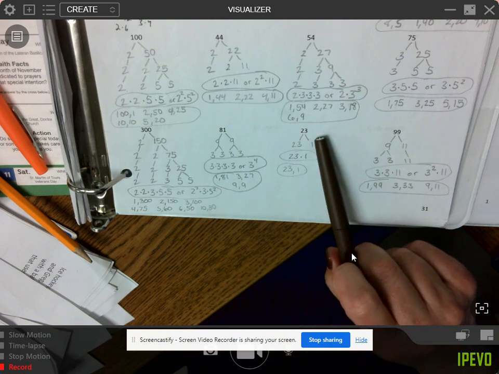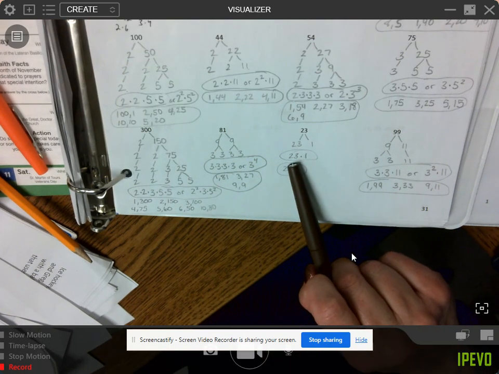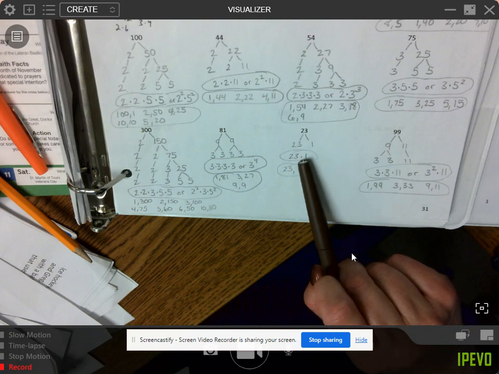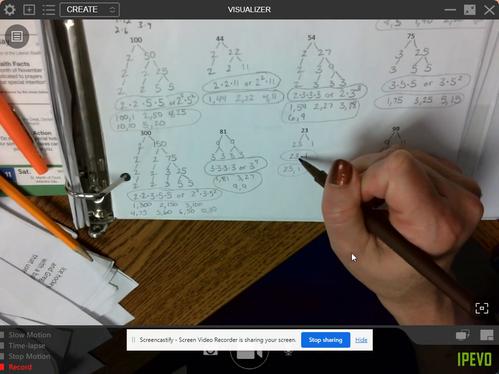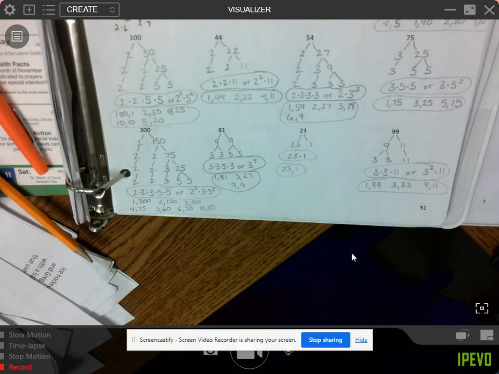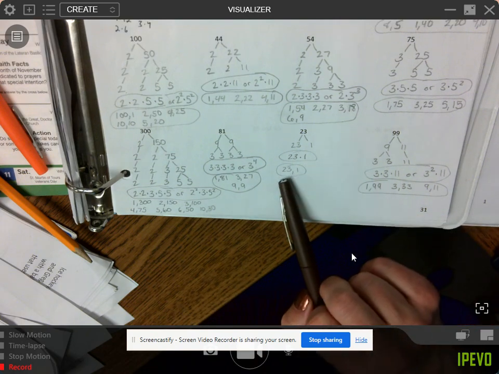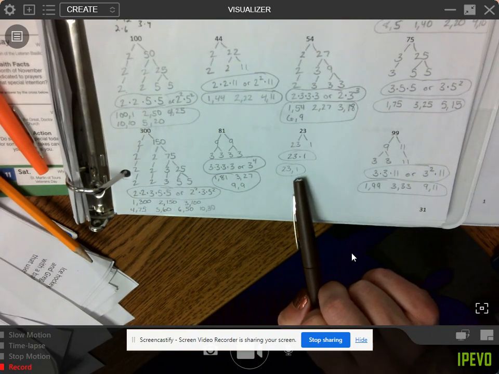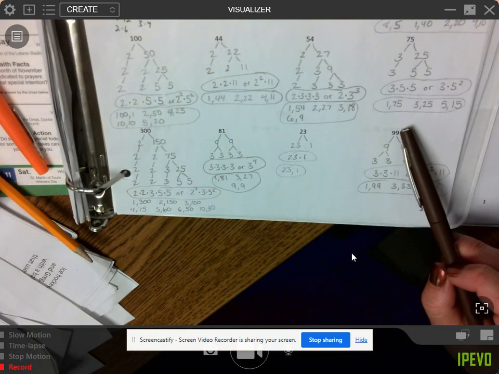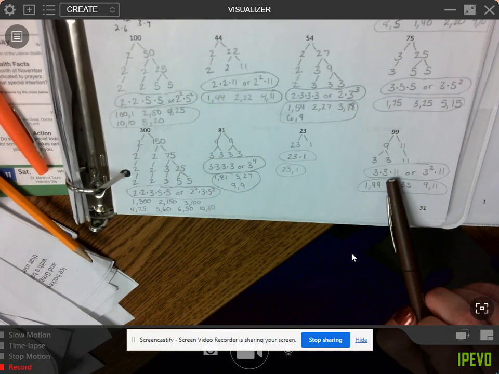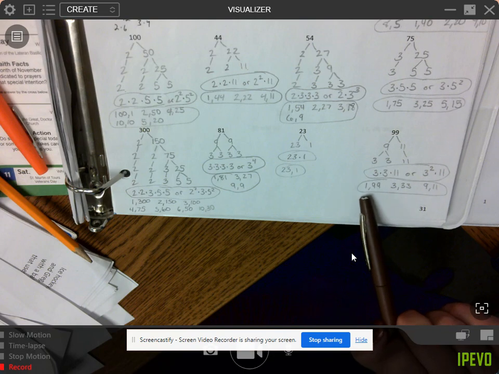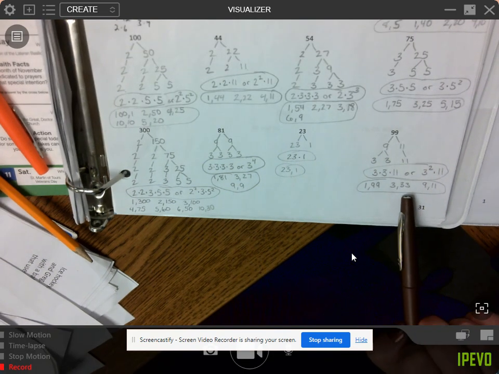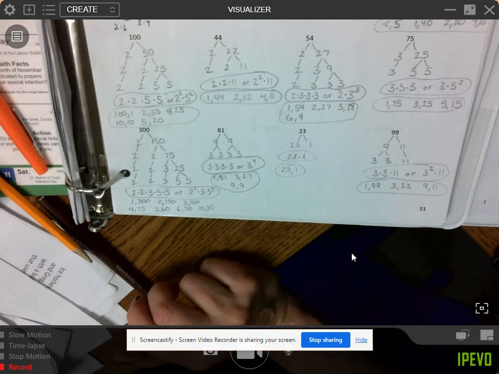For 23, it would be 23 times 1. So technically you could have just put 23, because 1 isn't a prime factor. For the factor buddies, it would just be 23 and 1. For 99, we have 3 times 3 times 11, or 3 squared times 11. Factor buddies would be 1 and 99, 3 and 33, 9 and 11.